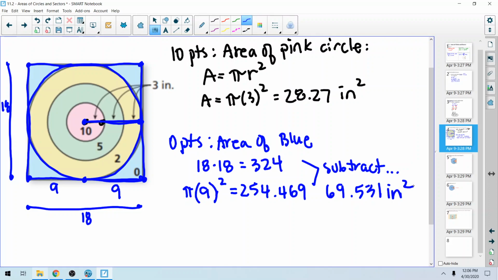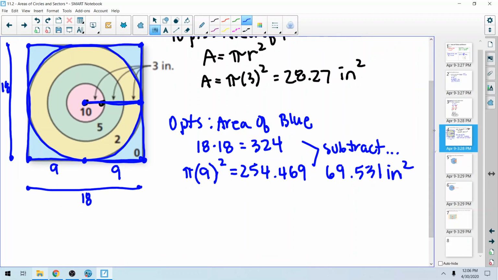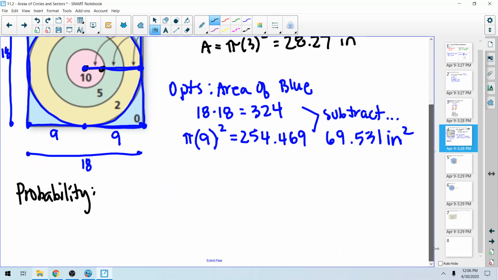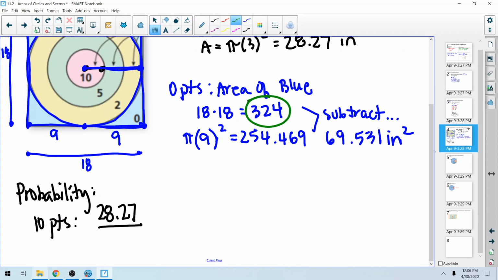Okay, now in order to do an actual geometric probability, probability is something out of something. If you're going to roll a 1 on a standard dice, it's 1 out of 6. So if we're doing the probabilities, for the 10 points, you have an area of 28.27 out of the whole dartboard. Okay, well, what did we say the whole dartboard was? And we said it was 324.